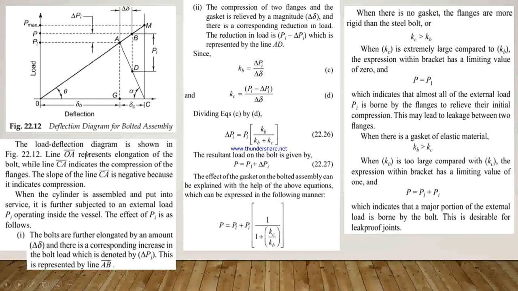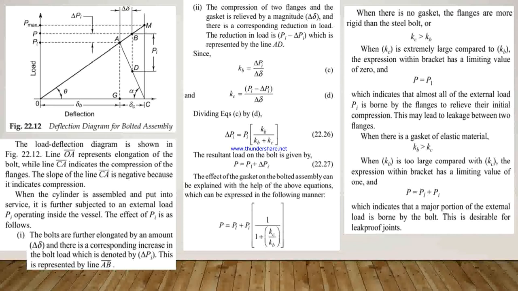Here in this load deflection diagram, line OA represents the elongation of the bolt, while the line CA indicates the compression of the flanges, and the slope of the line CA is negative because it indicates the compression. When the cylinder is assembled and put into service, it is further subjected to an external load, that is, the external load P_I, and this is operating inside the vessel.